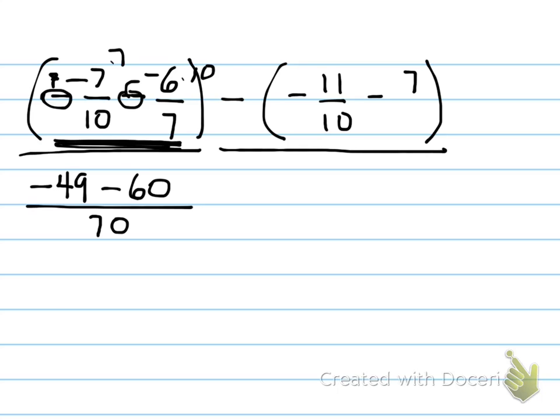Okay? Now we'll just combine in the numerator. The signs are both negative, so your answer is going to be a negative. And 49 plus 60, because you add them when the signs are the same, right? Makes what? 109. Okay? Over what? 70. And that won't reduce, so we'll just leave it the way it is. Now we'll go over here and do this one.